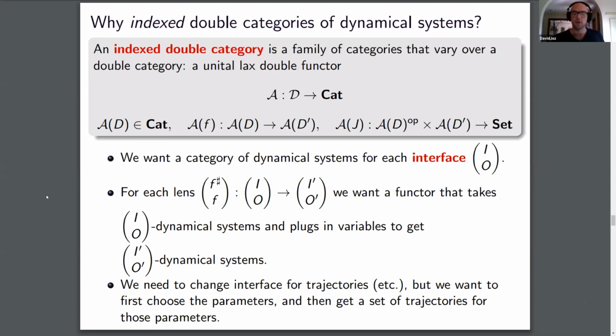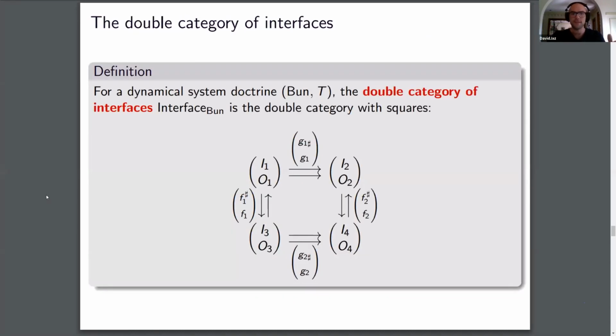I'm going to associate a profunctor. And that profunctor is going to take these 2 objects, or these 2 dynamical systems, and give me a set. And that set I can take to be the morphisms, the maps of dynamical systems that act in that way on parameters on the interface. So this is my base double category. It's going to be what I call the double category of interfaces.